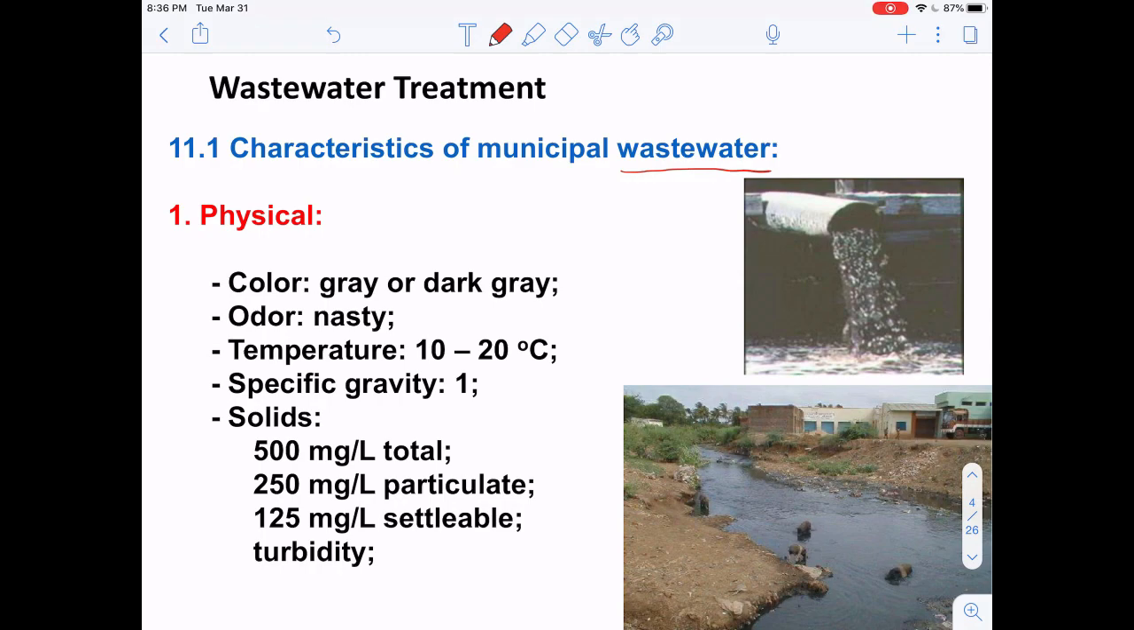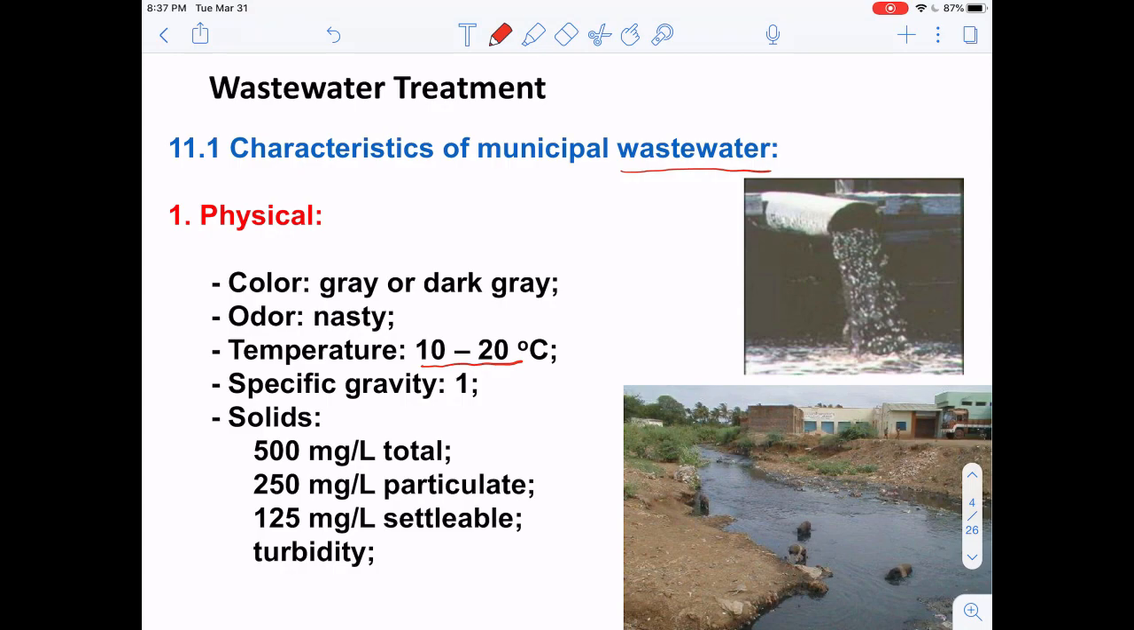In terms of color, wastewater will typically look very dark, right? You cannot think of wastewater as looking as clear as drinking water. It will typically show a color of gray or dark gray, and it will have a very, very nasty odor. Typically, it is in the temperature range between 10 to 20 Celsius, and this average temperature is above the average temperature of water resources, for example lake water or river water, which is mainly because the wastewater is coming from your homes or from industry.